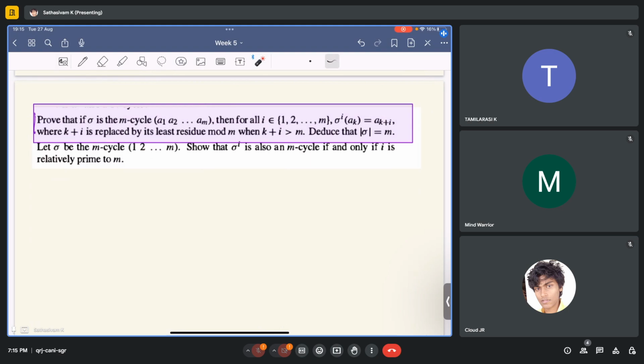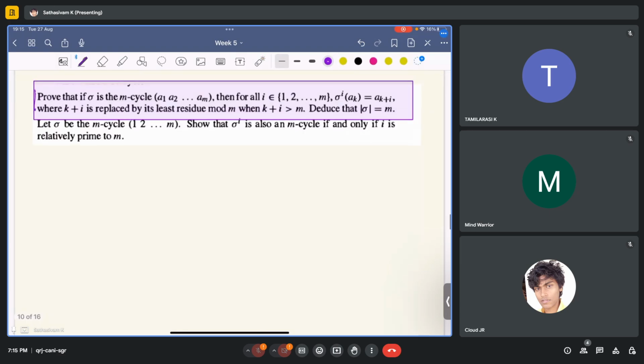So the question says the following: if sigma is an m-cycle, then m-cycle means (a1 ... am). Then for all i in 1 to m, sigma to the power i of ak is a(k+i), where you write k+i replaced by mod m. So basically, if you have something like a(k+i), I will probably write it here.